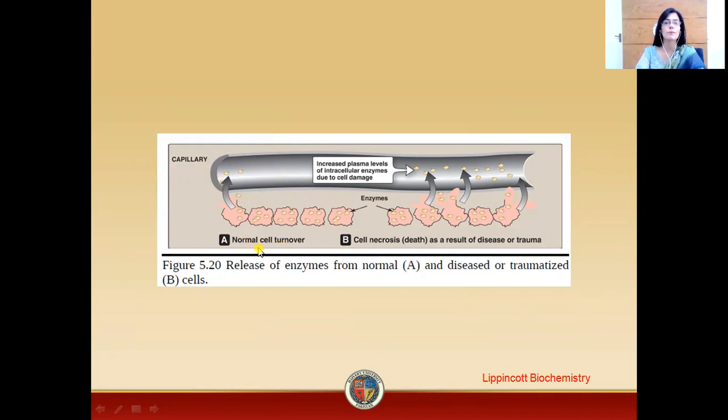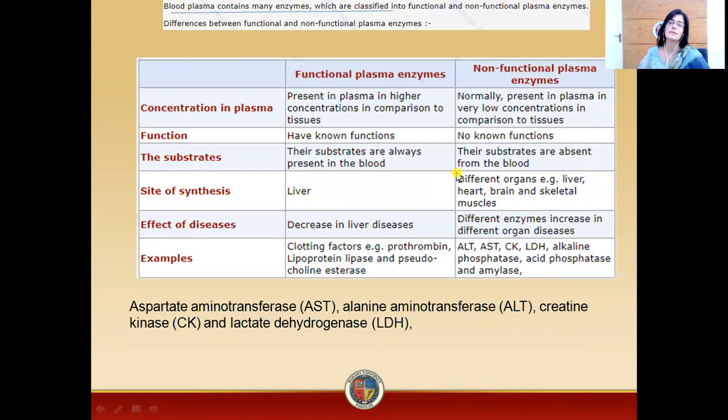Now what is turnover? Turnover is the continuous process. It's a normal process during which there is breakdown of the damaged cell and formation of the new cells. But during this process, there is release of the cellular content into the plasma, and one major component of these cells are the enzymes, and these are also released in the plasma, but at a certain and a controlled rate. While in case of cell necrosis, cell damage or the tissue damage, there is release of greater amount of these enzymes into the plasma.